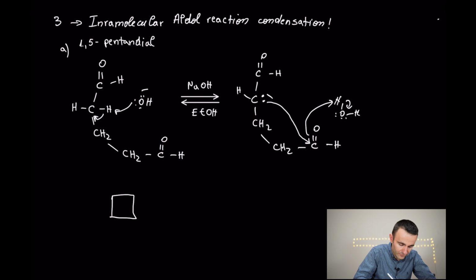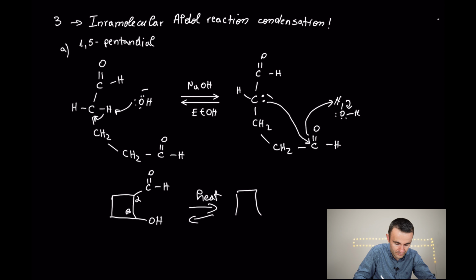In this 4-membered ring, on one side you have the aldehyde group untouched, and on the other side, in the beta position, you have the formation of an alcohol. So alpha, beta, you have the formation of an alcohol. And if you heat the solution, you're going to have an alpha, beta.